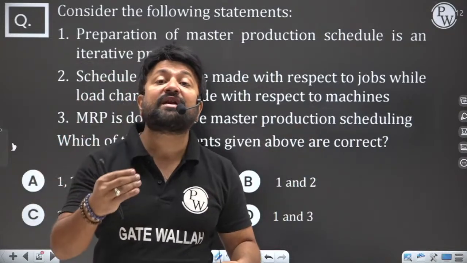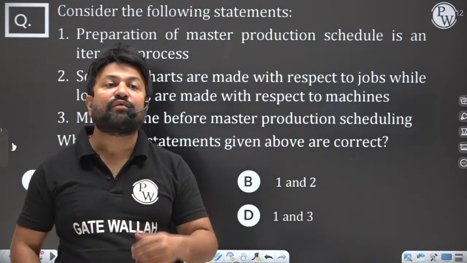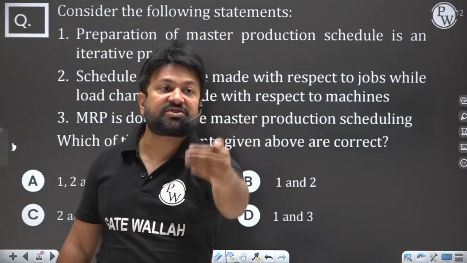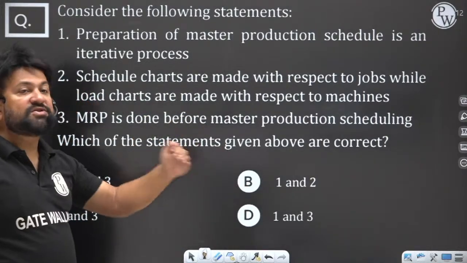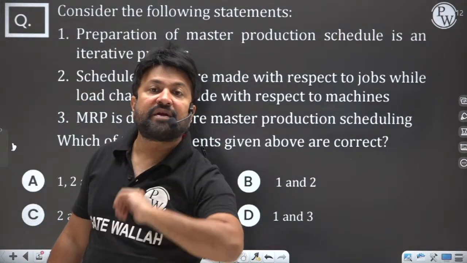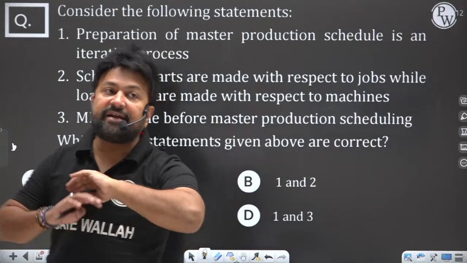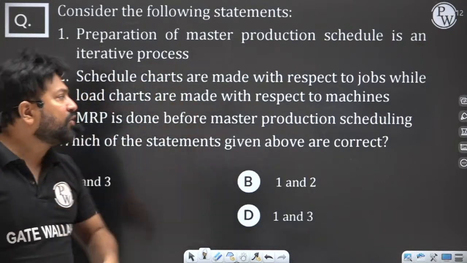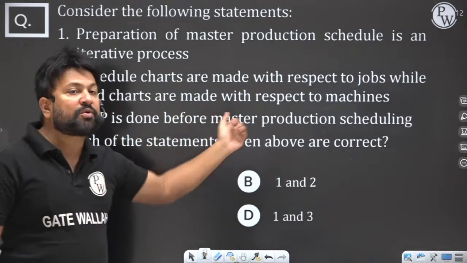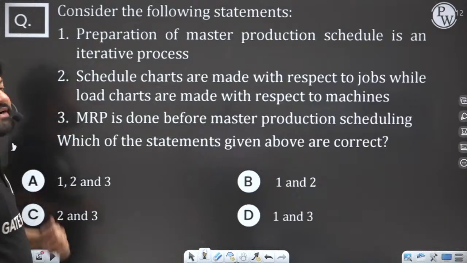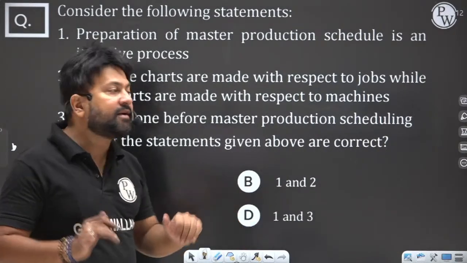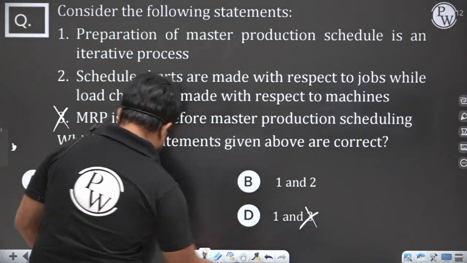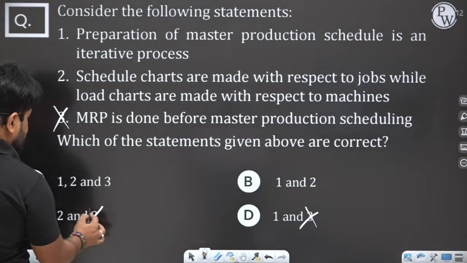And you get the design of the product when you have already prepared a master production schedule. Am I right or wrong? I gave the explanation. Now you tell me. So how can you prepare MRP before the master production schedule? Here statement 3 is completely wrong, right? So statement 3 is completely wrong.